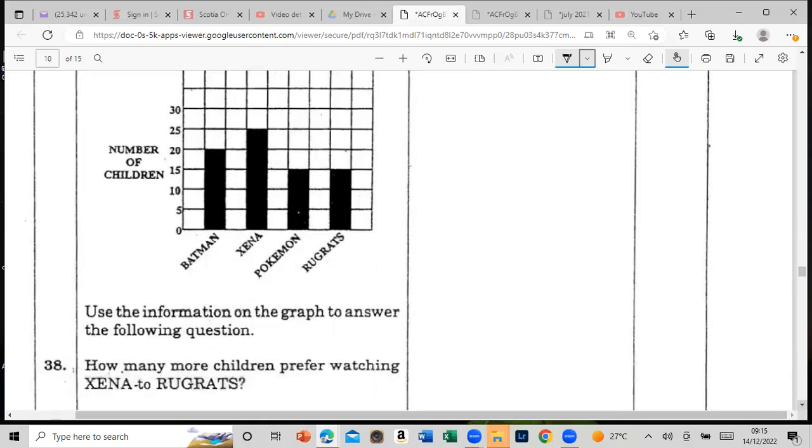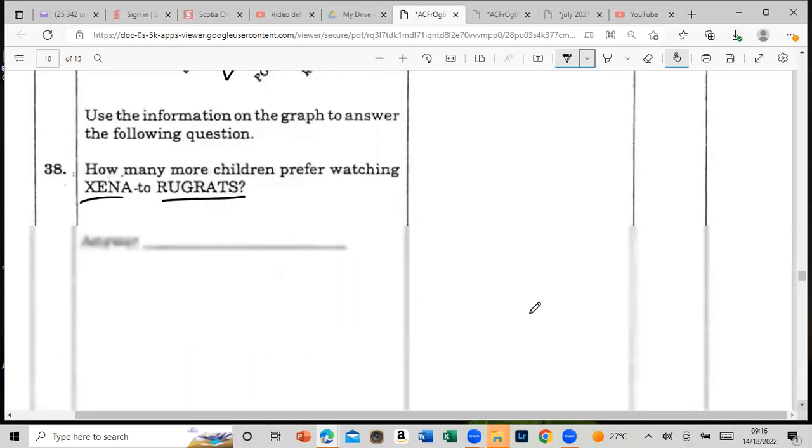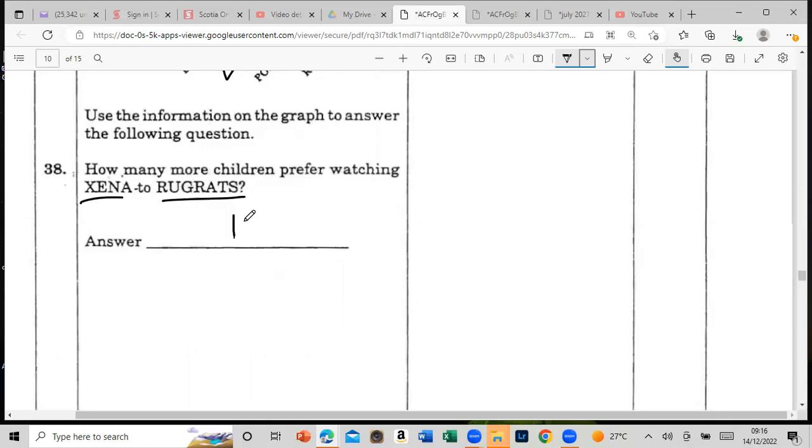Question: how many more children prefer watching Xena to Rugrats? So first, let us identify how many children prefer watching Xena. So go at Xena, go up, read it off. So that's 25. Let's go to Rugrats now, and that's 15. They only want the difference, right? So it's 25 minus 15, which works out to 10. So 10 more children prefer to watch Xena, the warrior princess. Alright, so it's 10. Let's move on to 39.